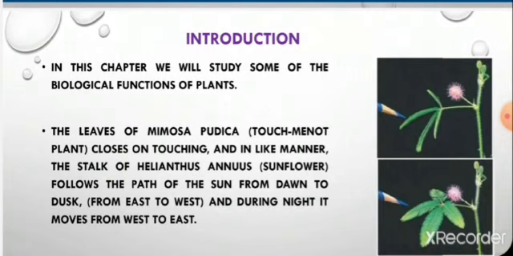Now, you would have studied in the lower classes the functions of plants. What are the functions of plants? Yes, you are correct. Photosynthesis, respiration, transpiration. These are the basic and vital functions of plants.